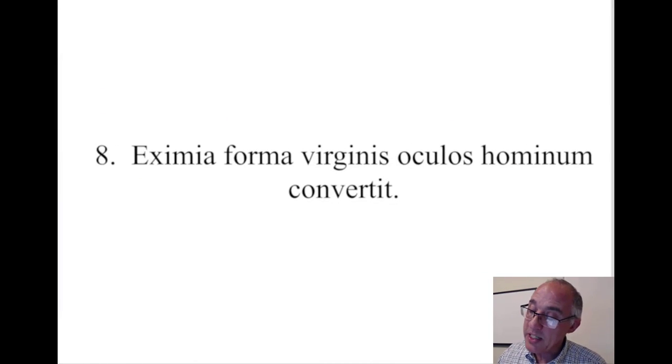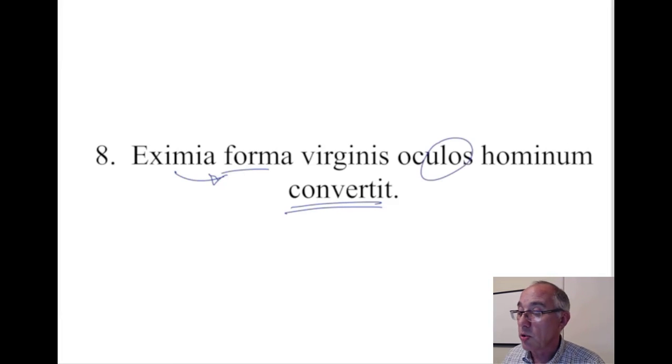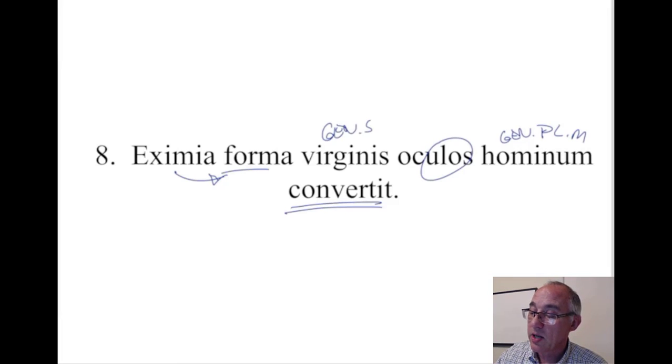Eximia forma virginis oculos hominum convertit. The forma convertit. Not just any old forma, but the eximia forma. The eximia forma convertit. What is it convertit? Oculos. And this is your genitive, plural, masculine, genitive, singular, feminine. So, notice how I've gotten the sense of the sentence, the structure of the sentence without even translating it. The outstanding, beautiful form of the maiden turns the eyes of men.